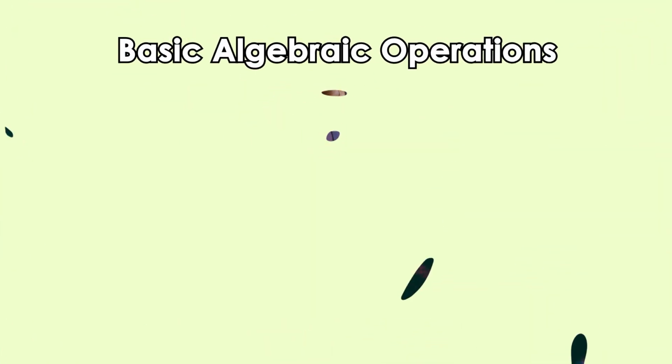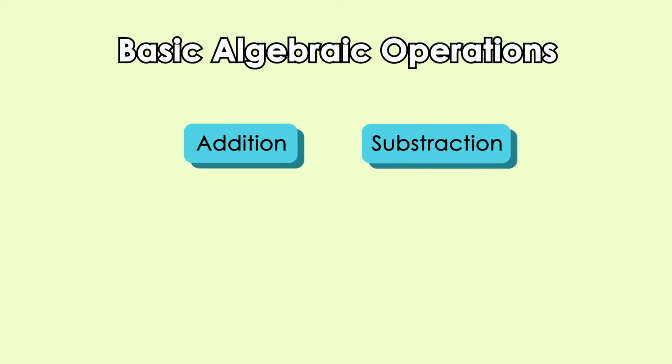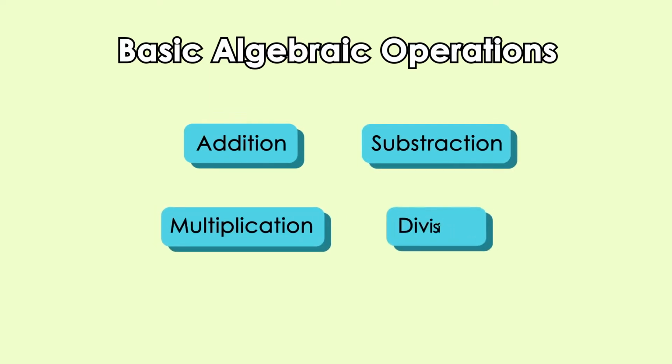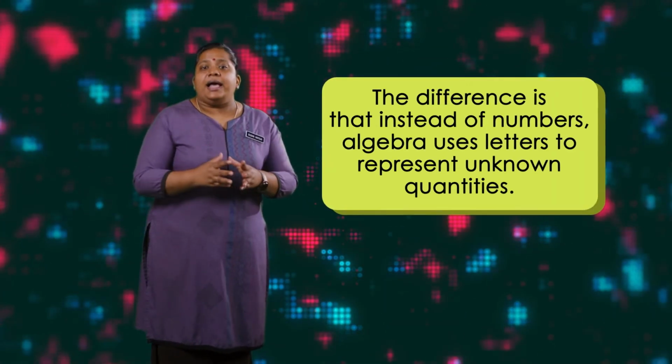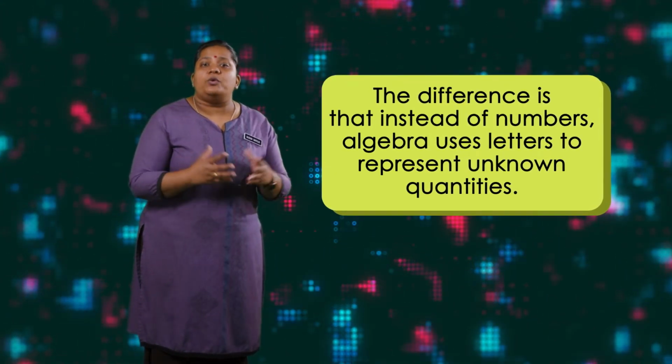Arithmetic consists of four basic operations. The four basic arithmetic operations are addition, subtraction, multiplication, and division. Algebra has the same four basic operations. The difference is that instead of numbers, algebra uses letters to represent unknown quantities.